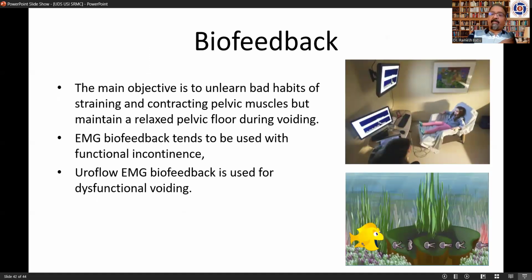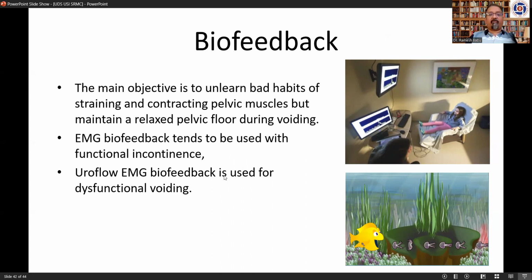But biofeedback is something which is frequently used in children. It's pretty expensive to be used in our continent, but it's widely available abroad. So the main objective is to unlearn the bad habits of straining and contracting the pelvic muscles and maintain a relaxed pelvic floor during voiding. So it can be an EMG biofeedback where they put an electrode and then teach the child how to relax the external sphincter. So when the child relaxes the external sphincter, the fish opens and then catches the smaller fishes like a jellyfish or something. So they try to relax the sphincter by watching this, and then they learn.